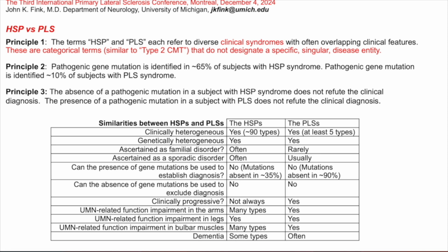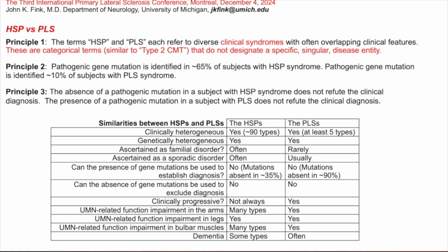At the first conference, one of my heroes, Bud Rowland, in Santa Cruz, asked me: hereditary spastic paraplegia is a genetic condition often ascertained in families, not always, but often. And primary lateral sclerosis is typically ascertained as a sporadic, non-familial event. Dr. Rowland asked me, what if you found a gene mutation in a patient with primary lateral sclerosis? Would you now reclassify that as hereditary spastic paraplegia? He asked me that 20 years ago, and we're still trying to answer that question.